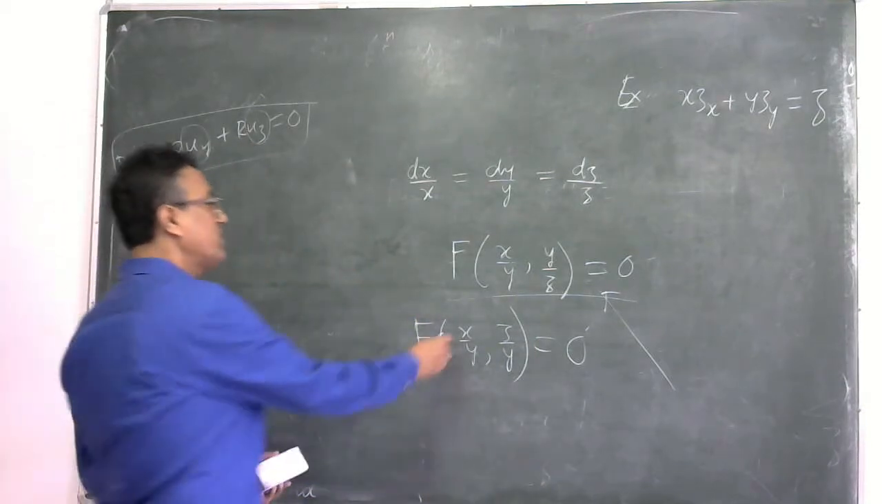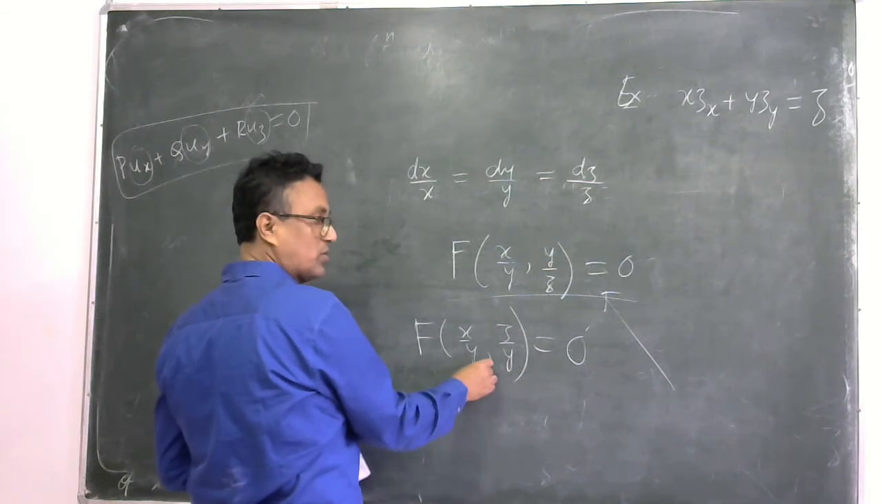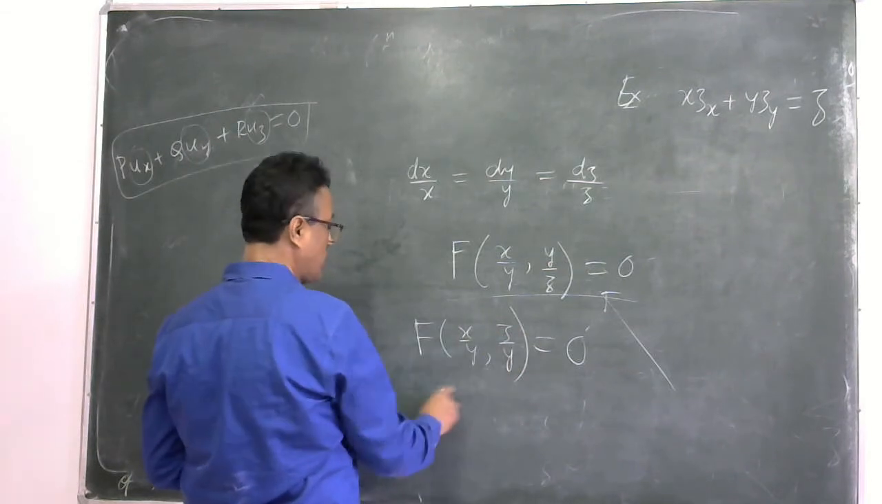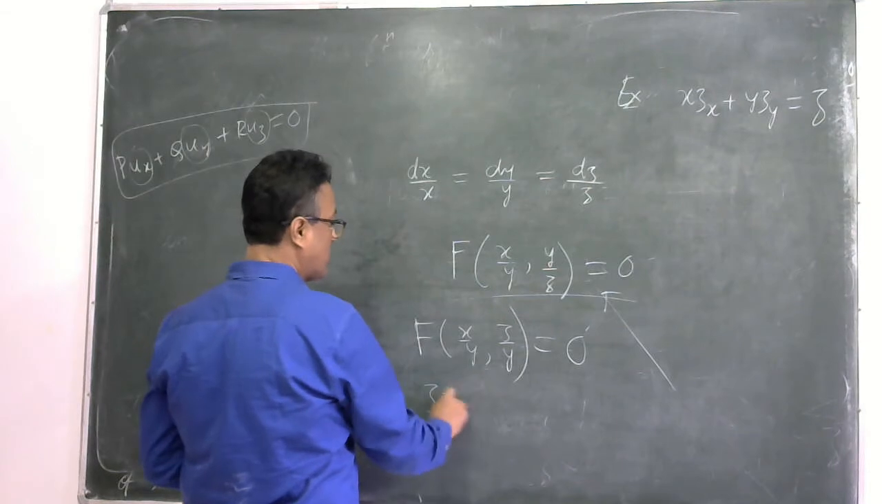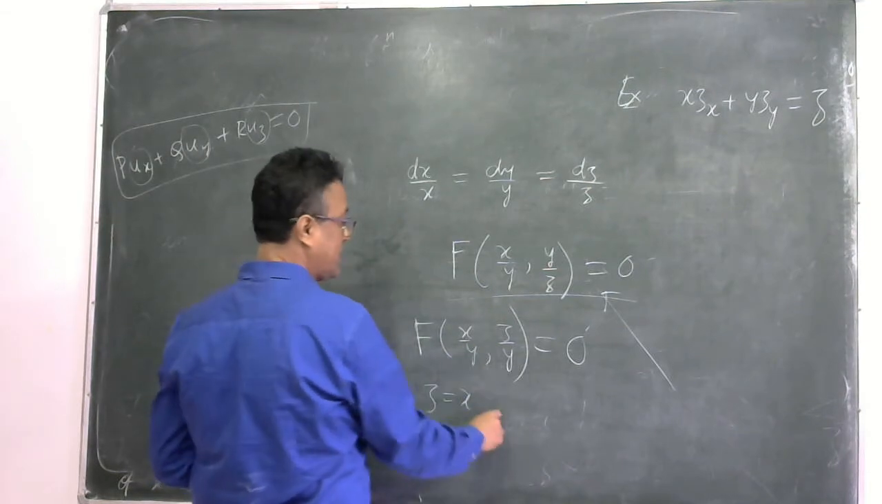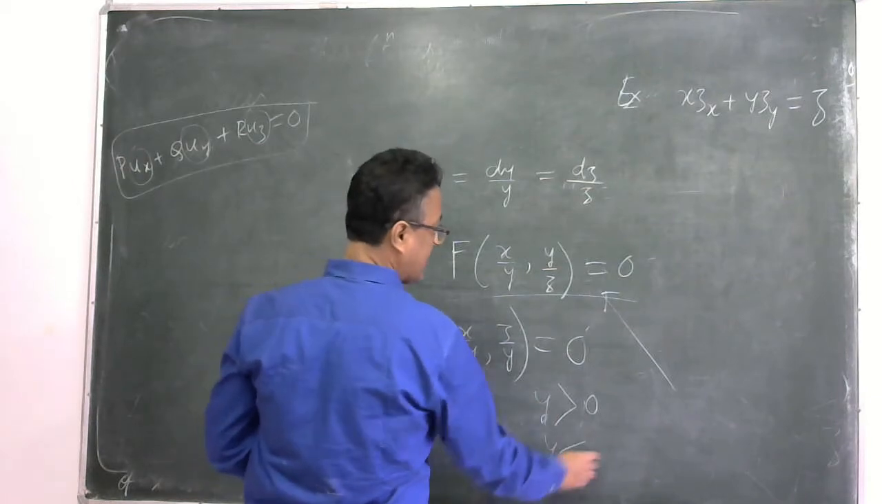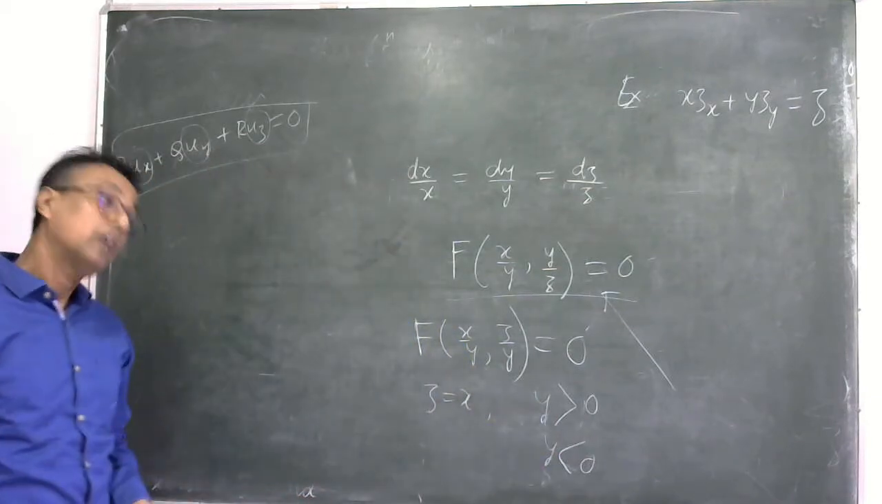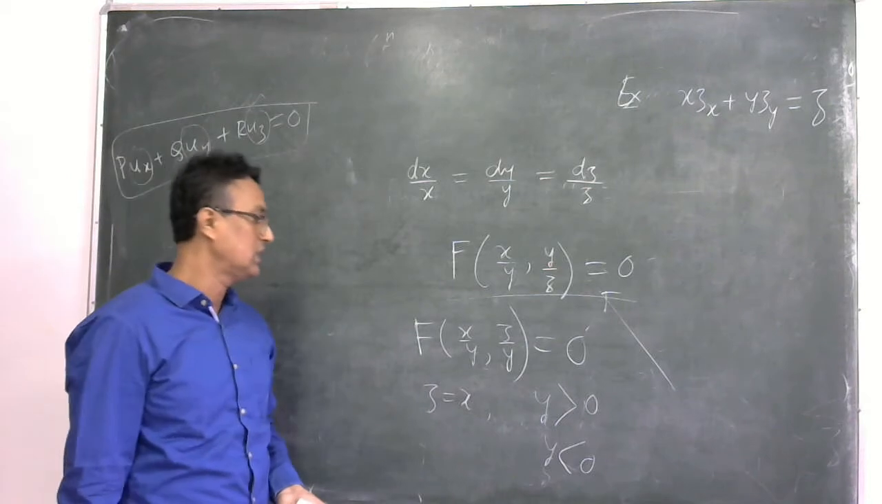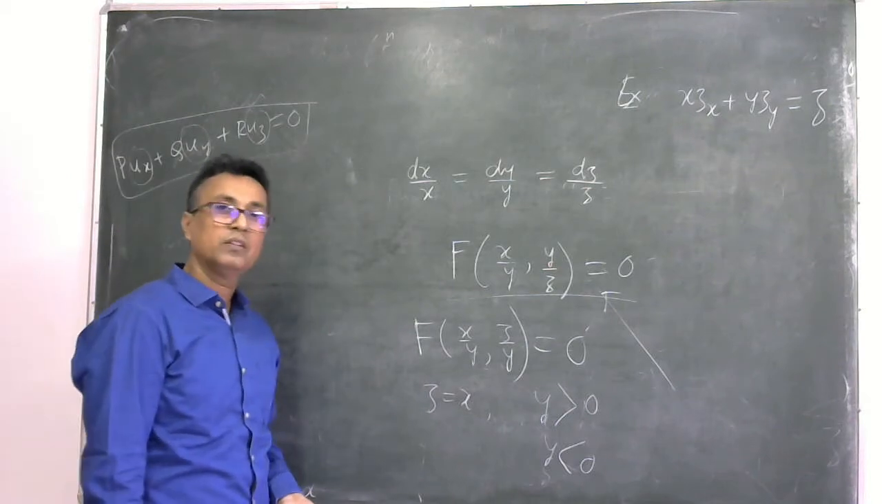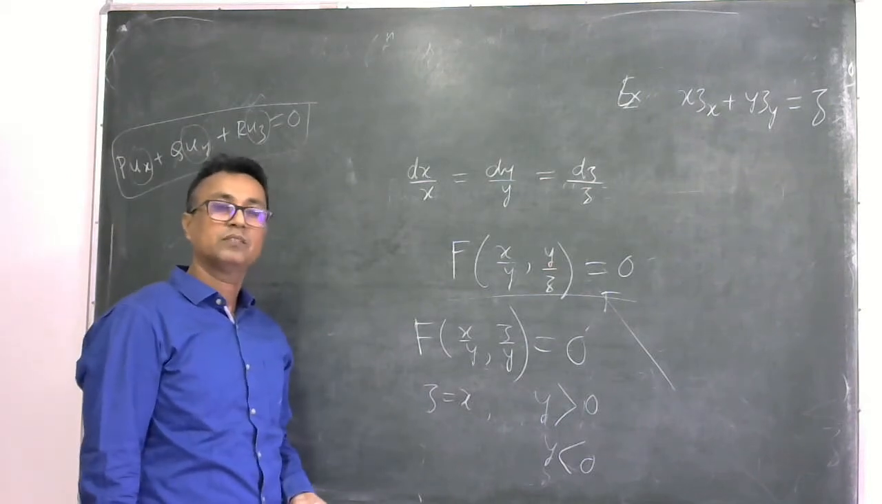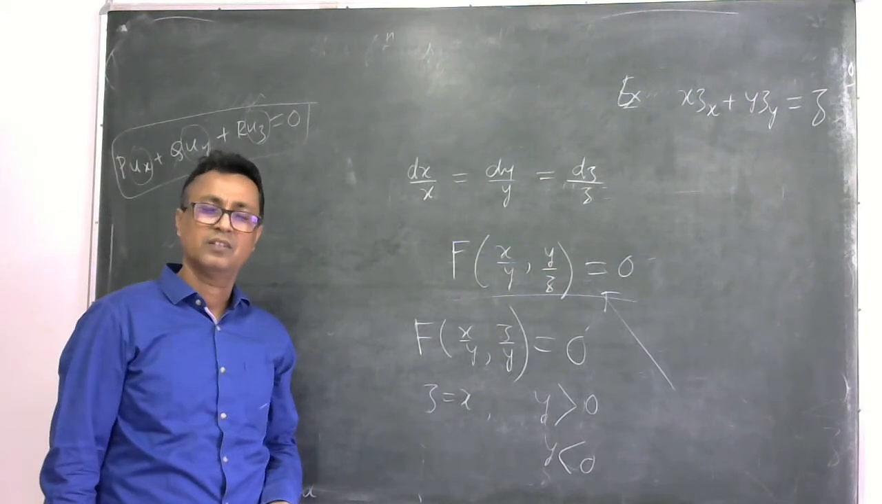So if you equate these two, then this is going to give you z equal to x, and of course since y was present, you may take y greater than 0 or y less than 0 in order to find out the domain, your omega. Is it okay?